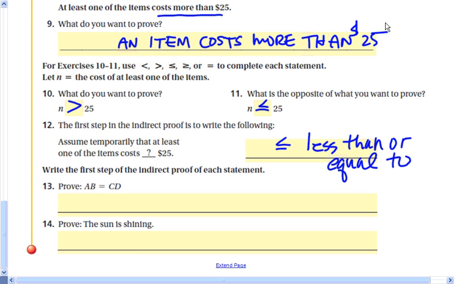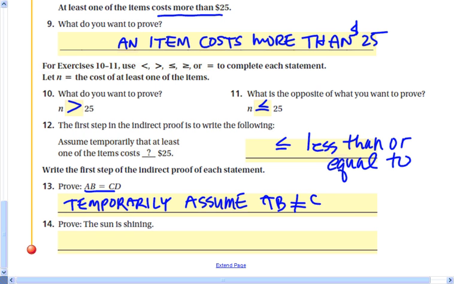Okay, write the first step of the indirect proof of each statement. So we want to prove AB is equal to CD. First step is to make a temporary assumption. So temporarily assume AB is not equal to CD. And to prove the sun is not shining, you want to temporarily assume that the sun is shining.